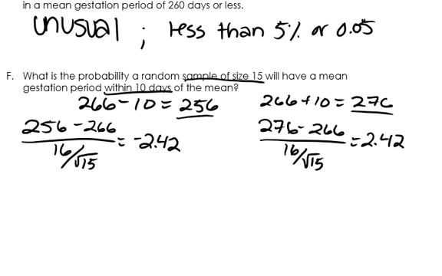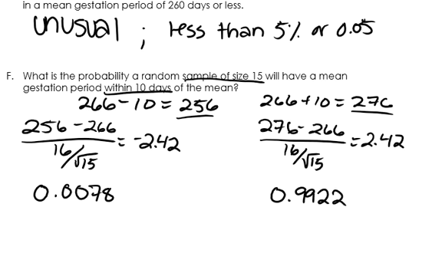Now, if you find the proportion that corresponds to the z-score of negative 2.42 using your table, you will find a proportion of 0.0078. Now, you could either find the complement or use your table to find the proportion that corresponds to the z-score of 2.42, and either way you will get a proportion of 0.9922.